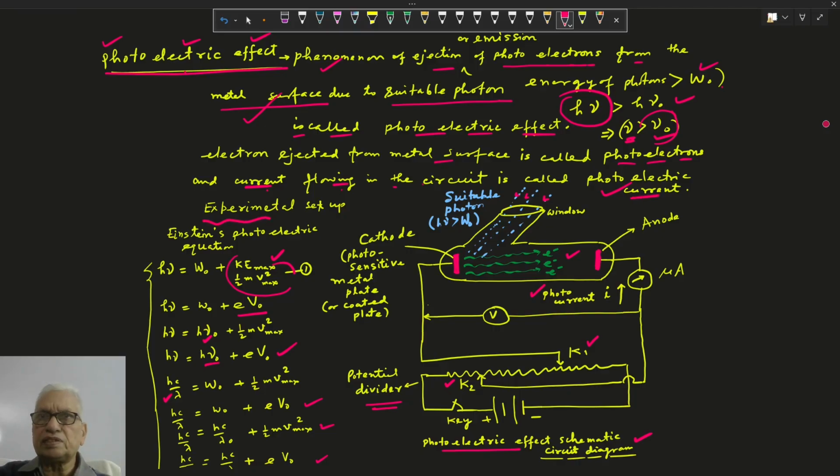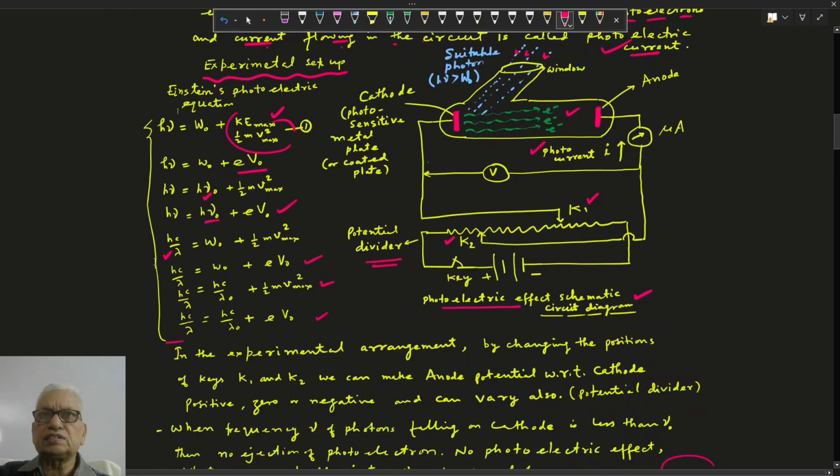This is the experimental setup here. For that we are discussing Einstein's photoelectric equation. h nu is equal to work function plus kinetic energy, half m v square maximum value. In this equation the kinetic energy is shown as maximum, although the same photon ejects electrons with kinetic energy from zero to maximum, but in the equation we show the maximum.